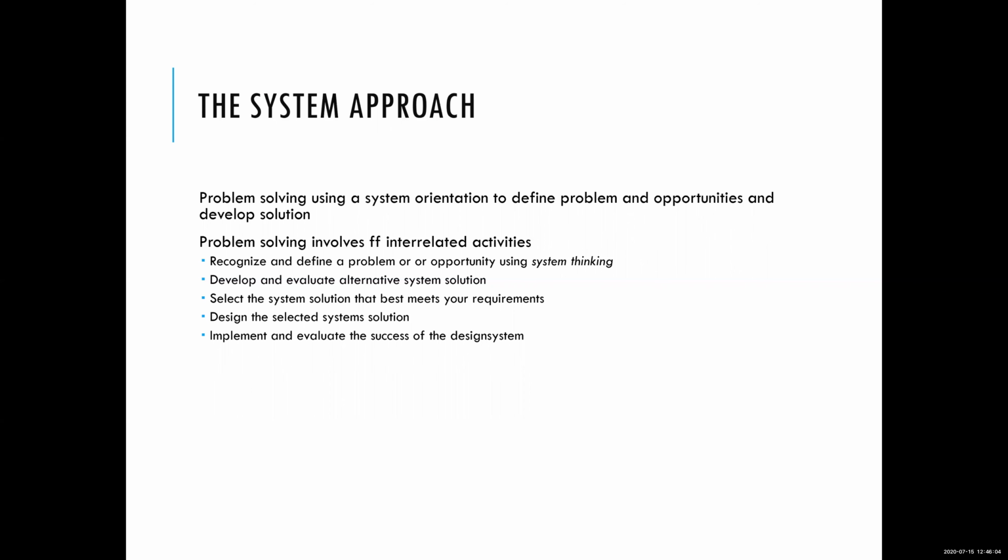The third thing is that you select the system solution that best meets the requirements. Then you can go on and design the selected system, and then you implement and evaluate, and you go on to do the maintenance and so forth and so on. So that is what we call the system approach. Now, prototyping is one of the system approaches that are used, and it's sometimes called rapid application development.